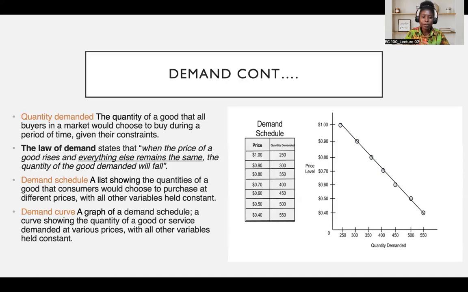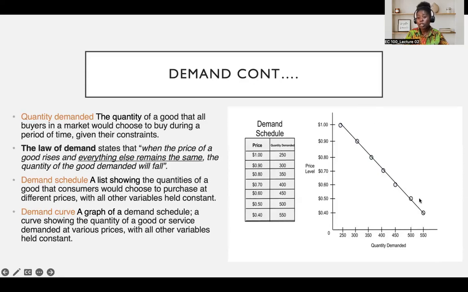Okay, so a demand schedule is just a list that shows the quantities of goods that consumers would choose. Like this one here, this is the demand schedule. It shows the prices and the quantity demanded as price changes. And then the demand curve is the graphical representation of the demand schedule. So this one shows the respective prices and quantity.